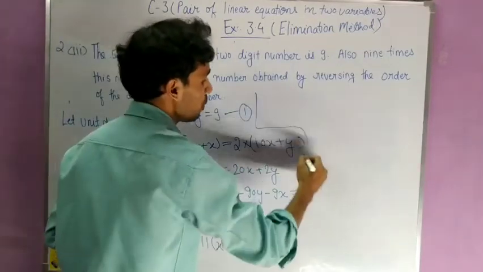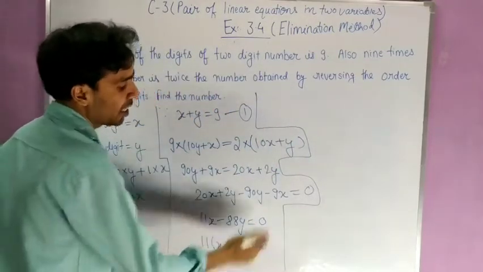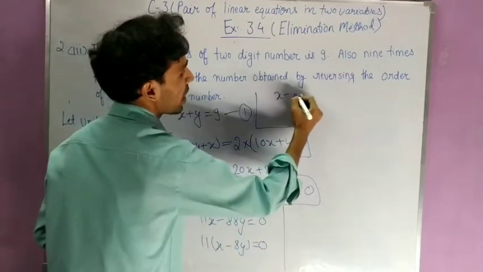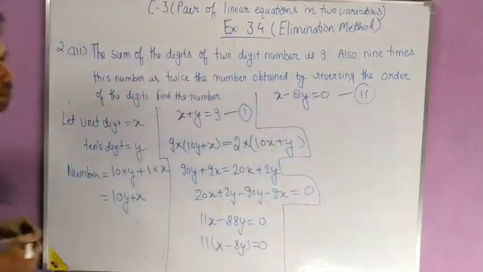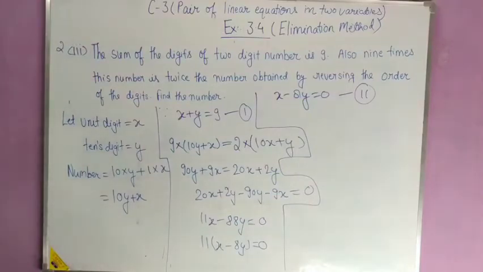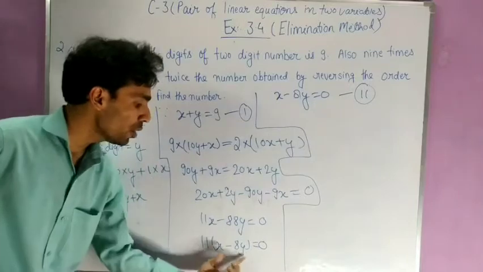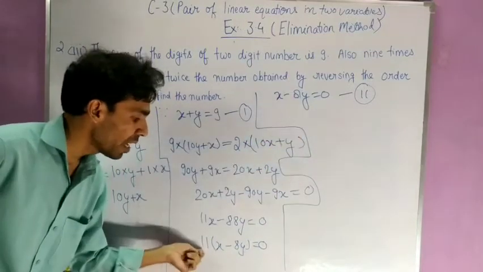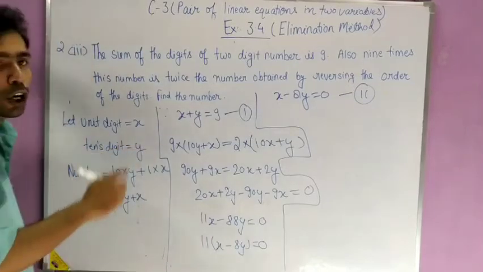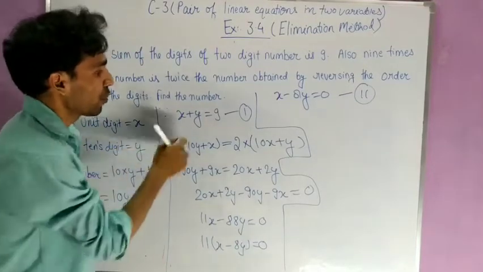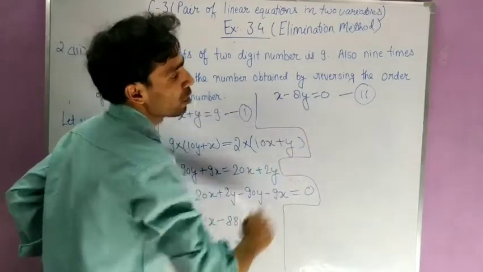After that, 11 will be divided on this side, so here will come x minus 8y equal to 0. This is our equation number 2. Equation number 1 was this and equation number 2 was this. How can it come from this? Because when 0 is divided by 11, it remains 0. So we got two equations: the first equation is x plus y equal to 9, and the second equation is x minus 8y equal to 0.